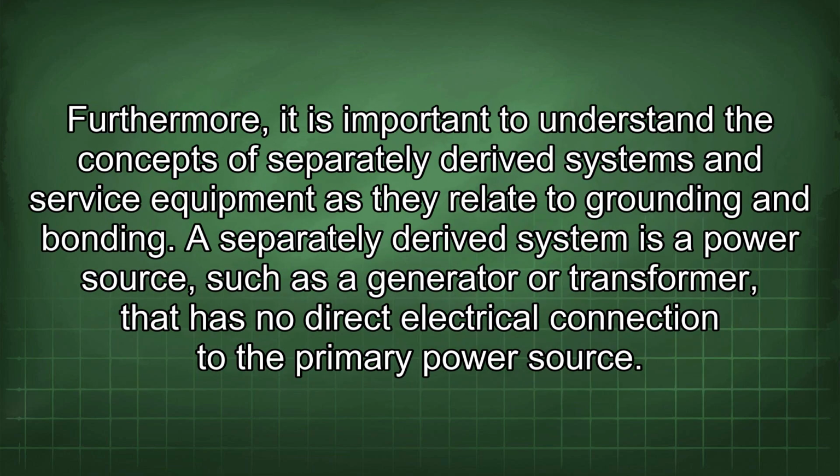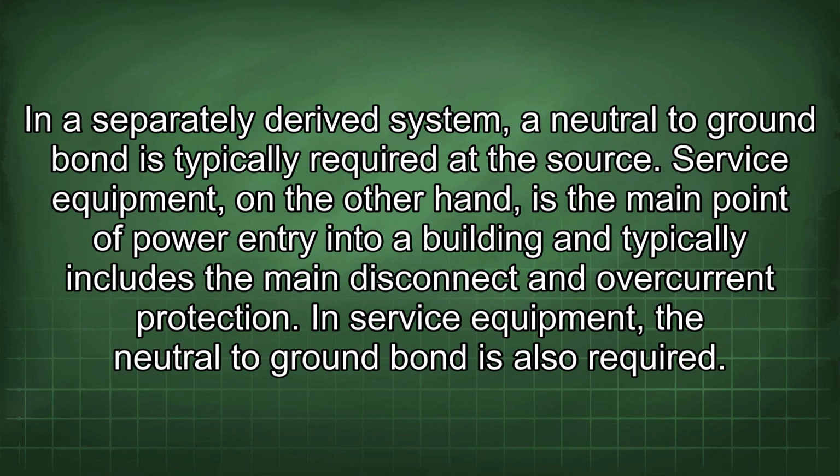Furthermore, it is important to understand the concepts of separately derived systems and service equipment as they relate to grounding and bonding. A separately derived system is a power source such as a generator or transformer that has no direct electrical connection to the primary power source. In a separately derived system, a neutral to ground bond is typically required at the source. Service equipment, on the other hand, is the main point of power entry into a building and typically includes the main disconnect and overcurrent protection. In service equipment, the neutral to ground bond is also required.